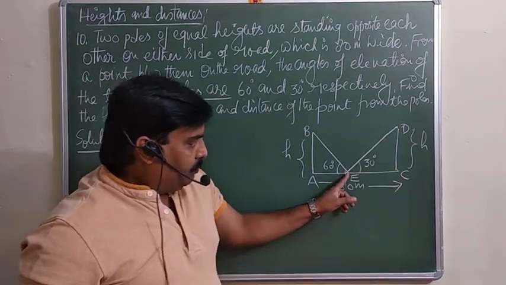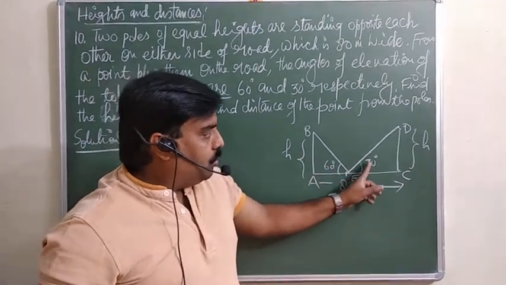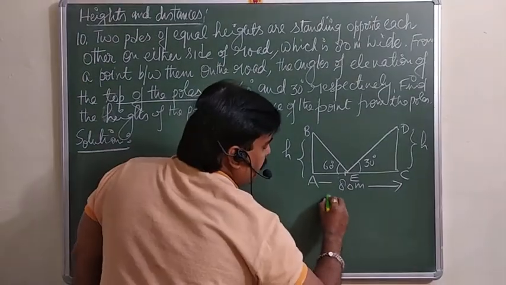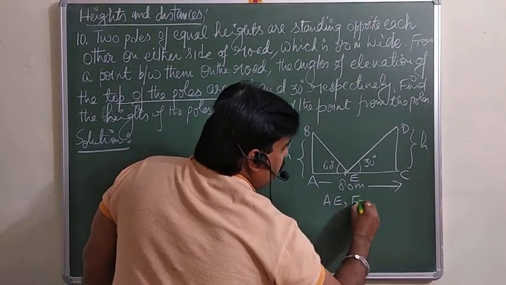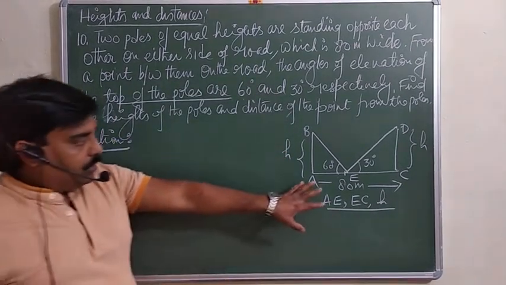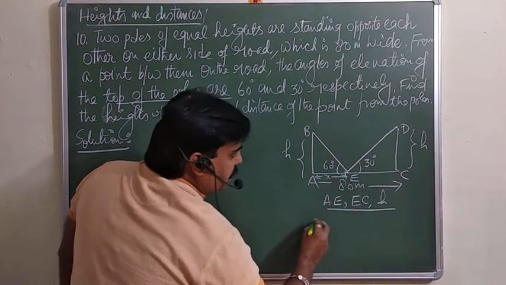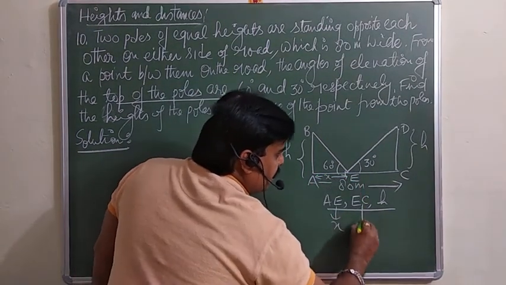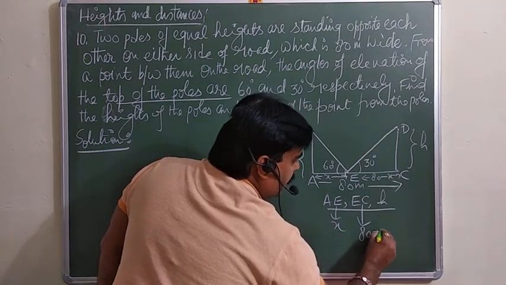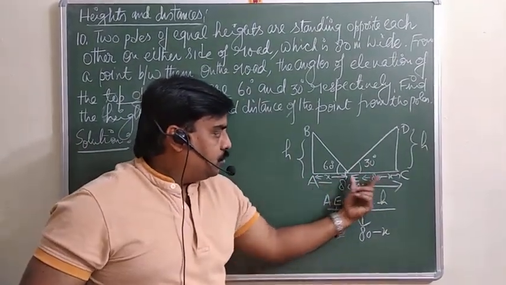The point which is near the pole will make the greater angle, and the one which is far will make the smaller angle. We are interested to find AE, AC, EC and height of the poles. These three things we want to calculate. So for our own convenience, suppose we assume AE is x, so that EC will be equal to 80 minus x. I am taking this as x and this is your complete 80. So this will be 80 minus x.